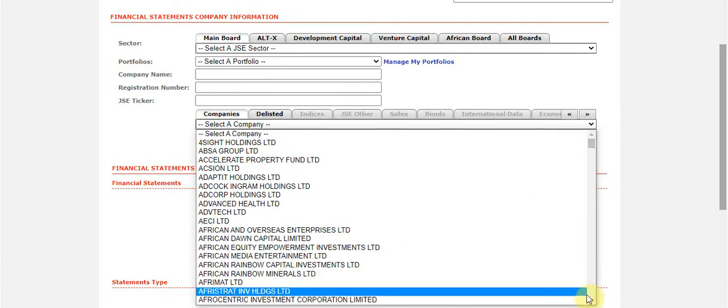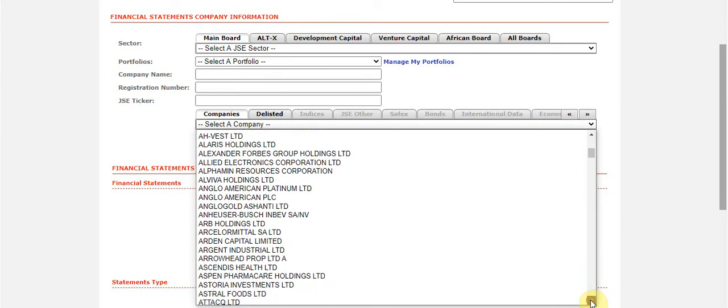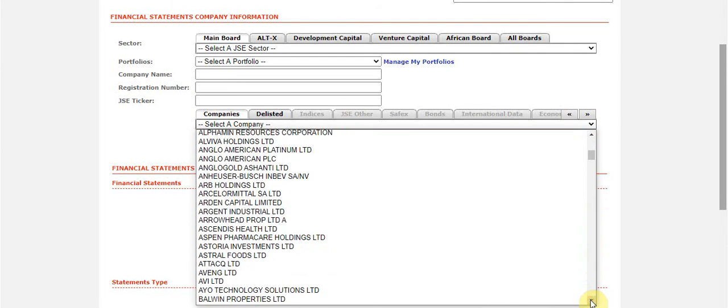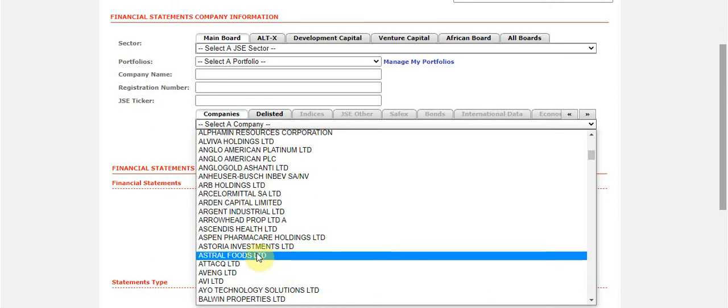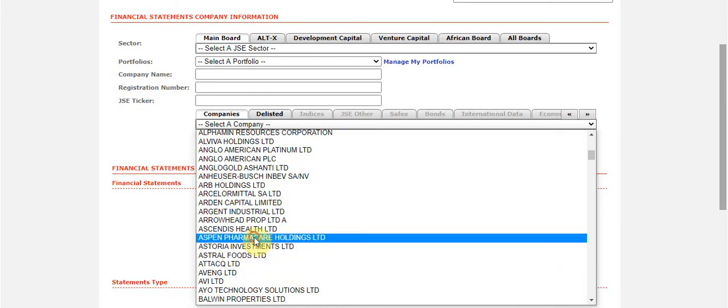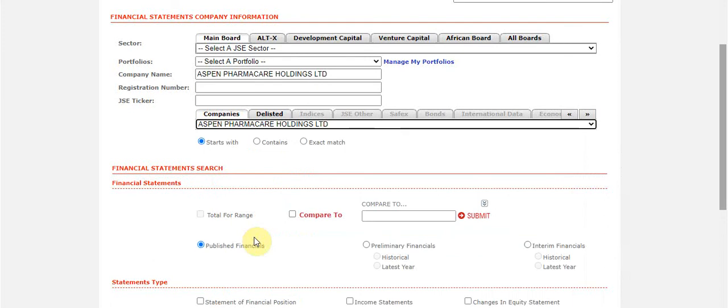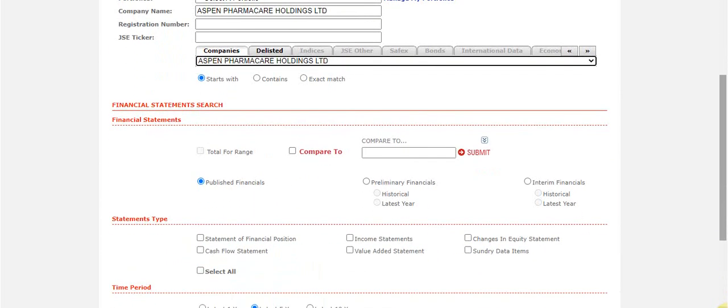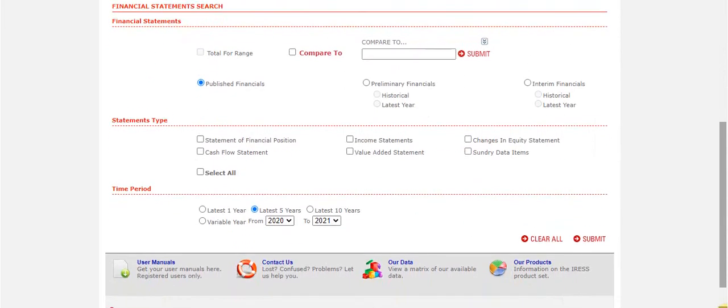So let's say you are, for example, interested in investing in Aspen Pharmacare. This might be a good investment in the process of producing and making those shots that we need for COVID-19. So we might want to invest in pharmacy types of companies. So here you can see you've selected your company.